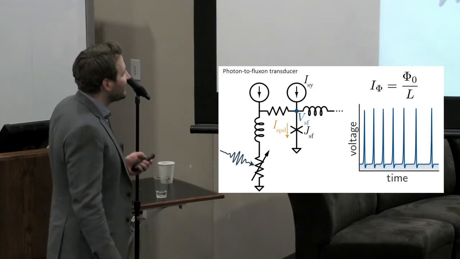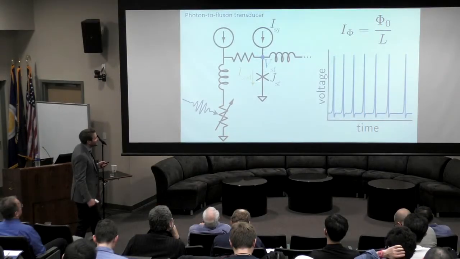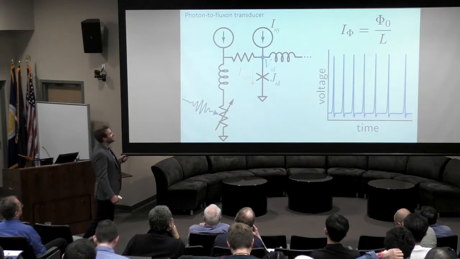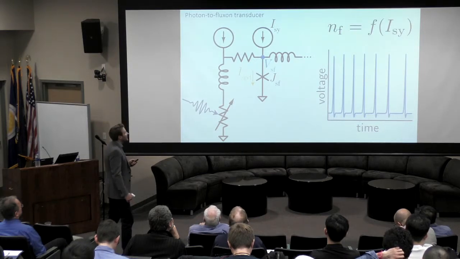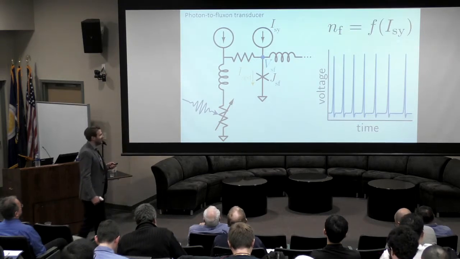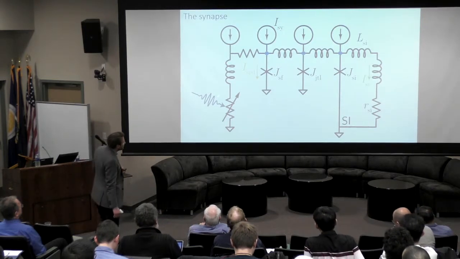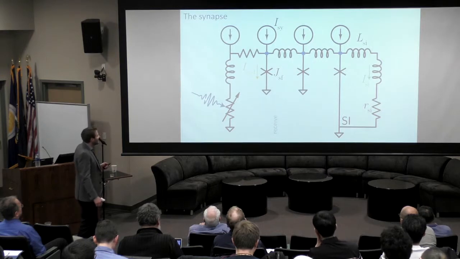So the basic idea, photon comes in, that diverts the current out of the single photon detector across the Josephson junction, and that produces an amount of current that we can change with a synaptic bias current, and I'll describe how that works. The number of fluxons is some function of this current. Okay, so I'm skipping a couple steps here, but this is the entire synapse. You have this receiver portion right here that takes in a photon and converts it to the electrical domain.